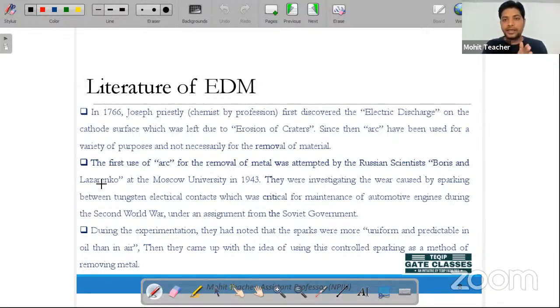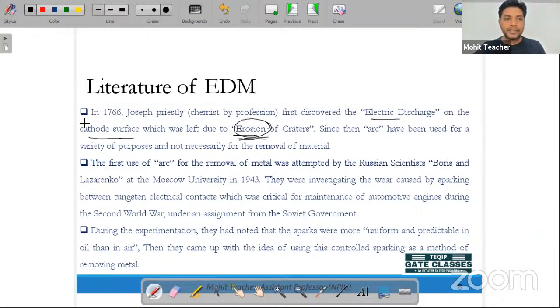Okay, and I'm saying that there is an erosion of the crater. So erosion is nothing but the wear mechanism only, and wear क्या होता है? Wear means once the material is removed, that is the wear. Because of the wear the material is removed from the workpiece area. So erosion of the craters occurs, due to which the electric discharge occurs or the material is removed at the cathode surface. So finally he concluded that the arc can be used for joining as well as for machining purposes, okay.